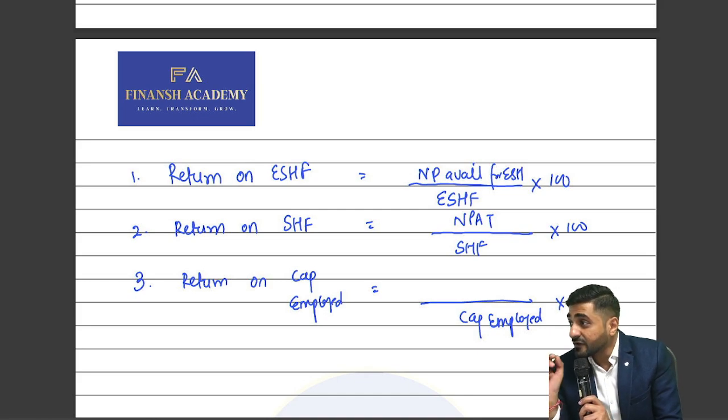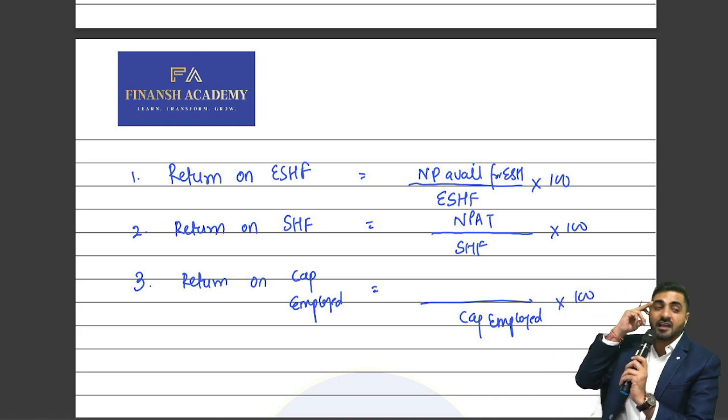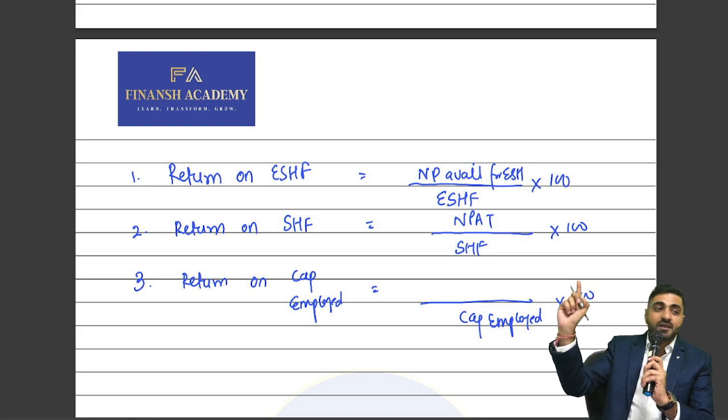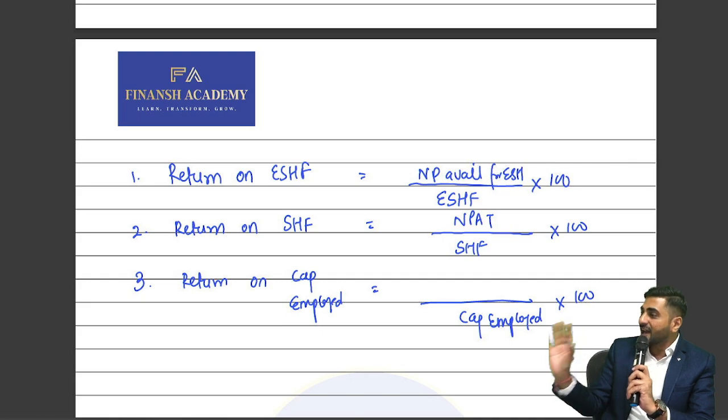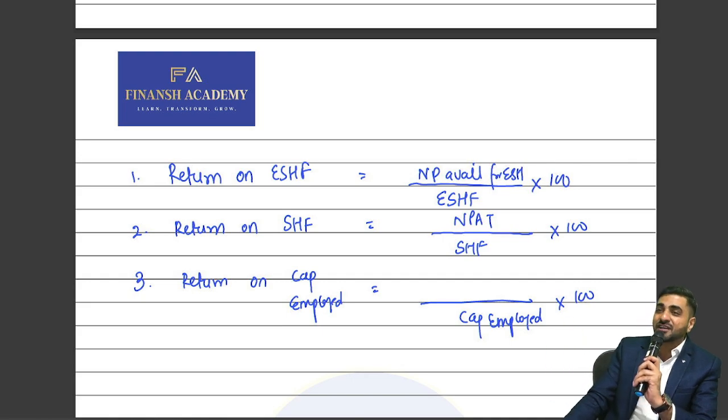So when we talk about return on equity shareholders funds, imagine the income statement and see which profit should come. Net profit available for equity shareholders. When I talk about the shareholders, then which profit should come? NPAT should.